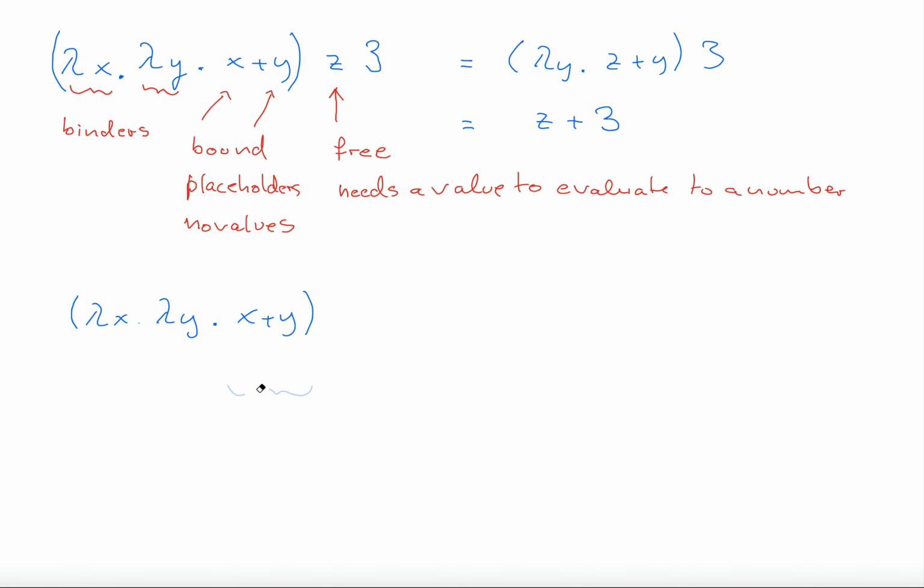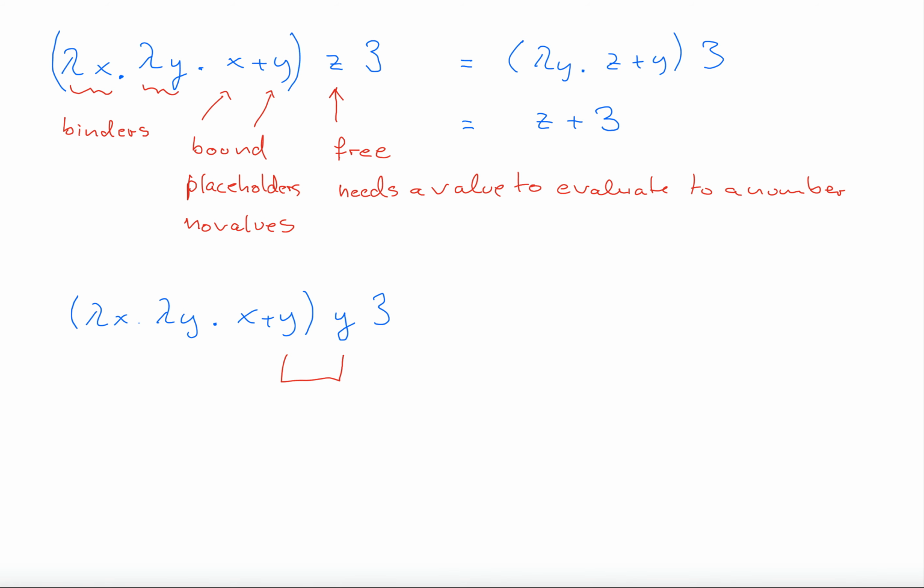So I should be allowed to put a y here instead of a z, right? There should be no conflict between these two y's, because the one is bound, the other is free, and the bound y is not visible outside of its scope. So there should be no conflict.